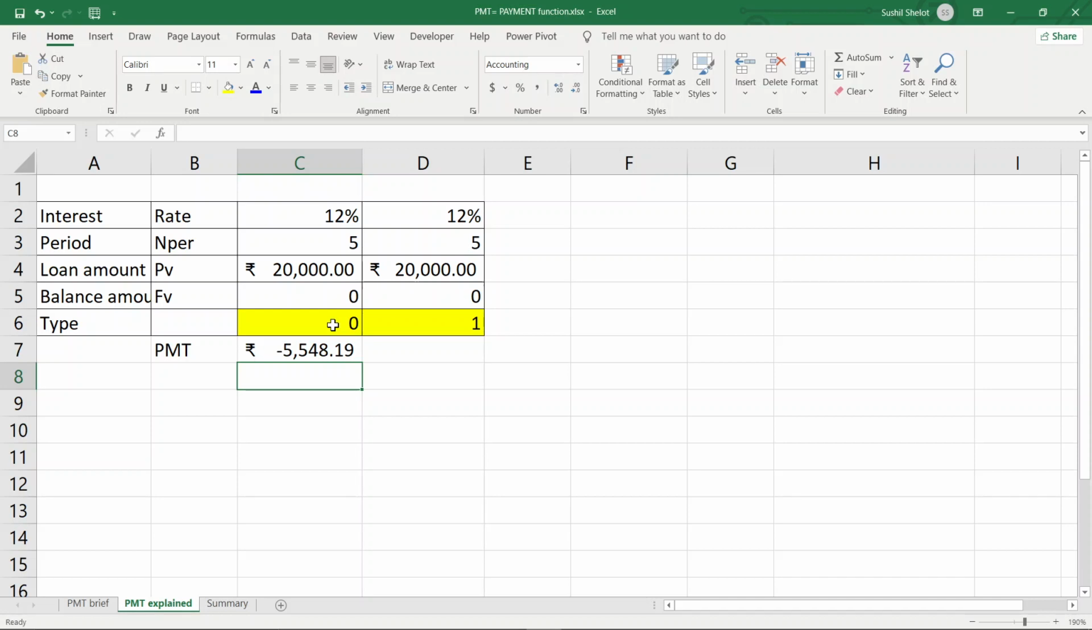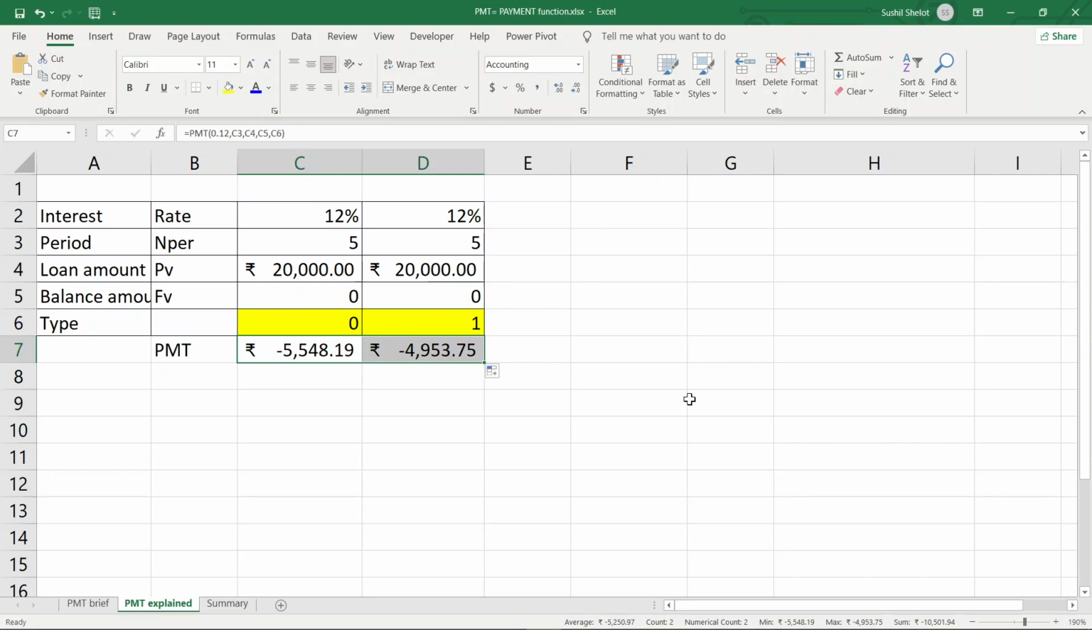In case someone is interested in finding this value as positive, it's quite simple. Go over here and for the PV value make it minus, and you will get the PMT value as a positive value. Well, I'll continue to retain it as a minus value. So the PMT here turns out to be minus 5548.19.